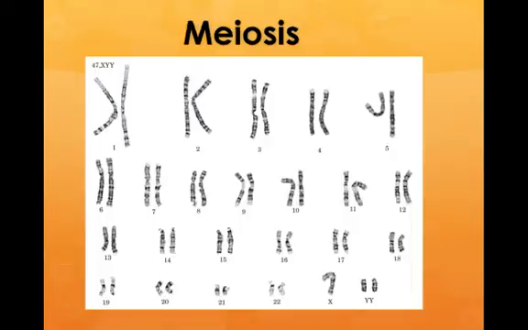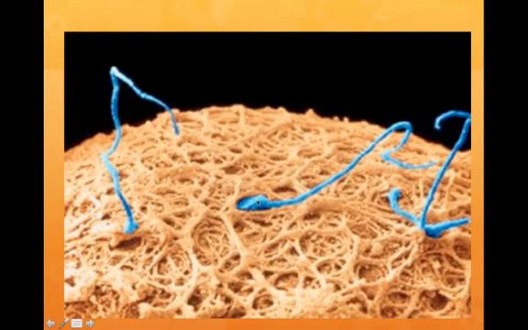A zygote is what happens when a sperm and egg fuse. Now, thousands and millions of sperm will try to fuse with an egg, but only one sperm cell will actually fuse with the egg cell. And the moment the first sperm cell fuses, the entire shell of the egg becomes impenetrable to any more sperm, which is crazy how fast that happens, because there's a lot of sperm going at that egg.